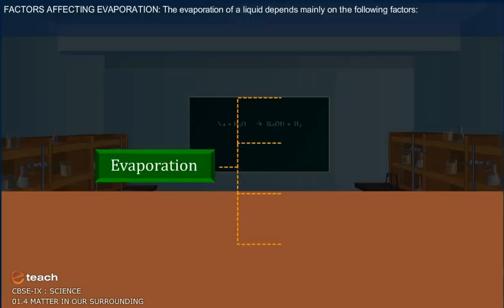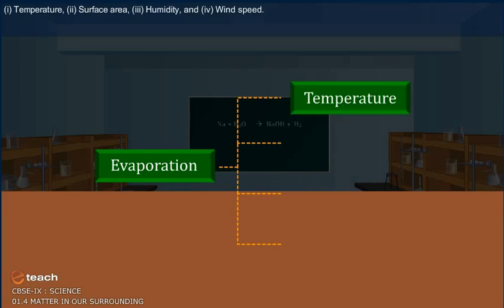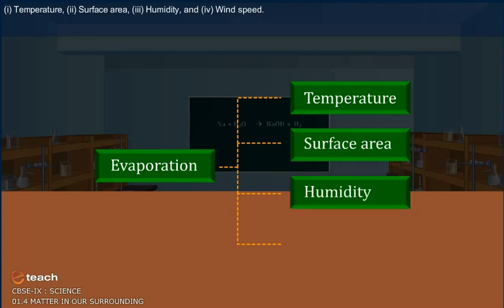Factors affecting evaporation. The evaporation of a liquid depends mainly on the following factors: 1. Temperature, 2. Surface area, 3. Humidity, and 4. Wind speed.